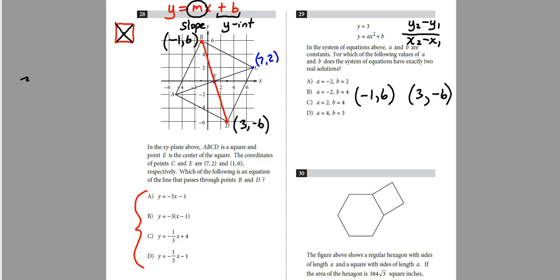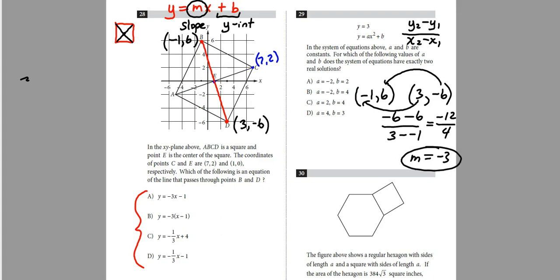If I do it that way, the second y minus the first y, -6 minus 6, and then the second x minus the first x, 3 minus -1. If I'm careful subtracting these integers, I get -12 divided by 4, which is a slope of -3. So my slope, or my m, is -3.